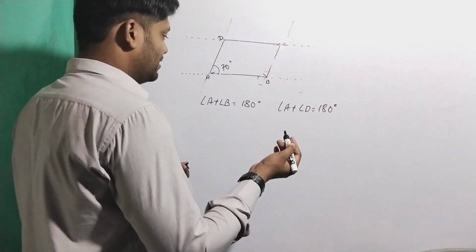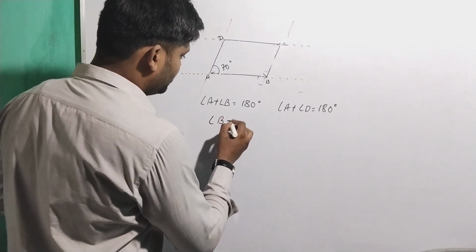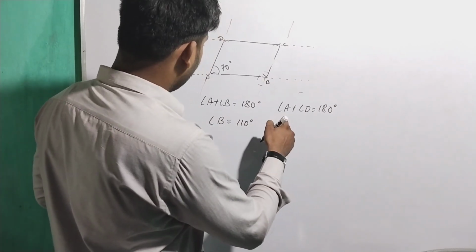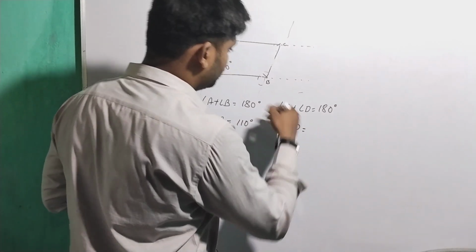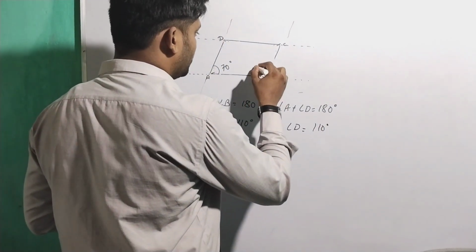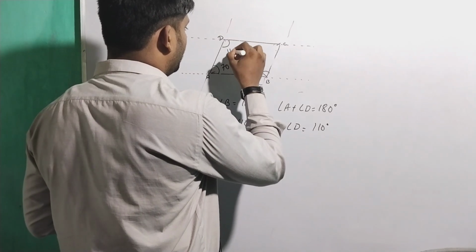Adjacent angles. So angle B will be how much? Sir, it is 70, so 110 degrees. So angle A value I am having. So angle D is equal to how much? This will go that side. Again 110 degrees. Okay, so we have this one how much? 110 and this one also 110.